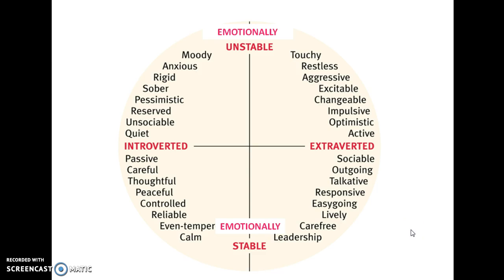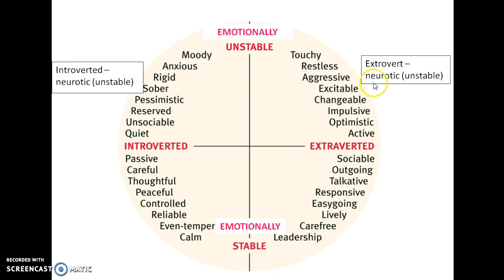So Eysenck would say, if your personality matches more the characteristics in this quarter of his circle, you'd be described as introverted neurotic. So if you're reserved, pessimistic, more likely to be anxious or moody, quiet, you're an introverted, unstable person. On the other hand, if you're active and more optimistic rather than pessimistic, act on your impulses, and can be quite excitable and restless, or even sometimes aggressive and touchy, then you'd be an extrovert, neurotic, or extrovert, unstable person.